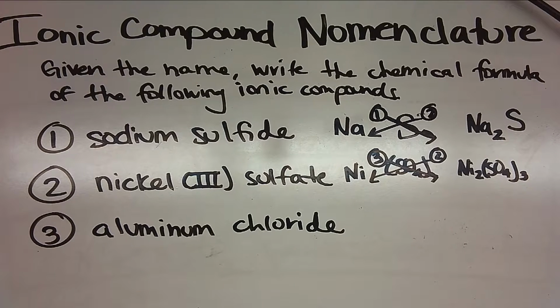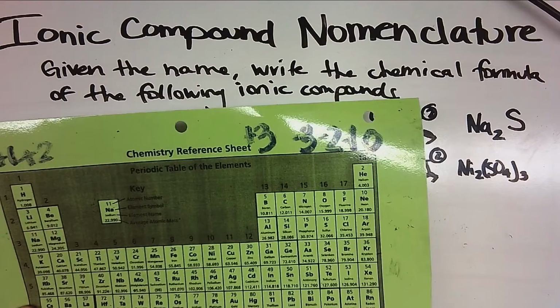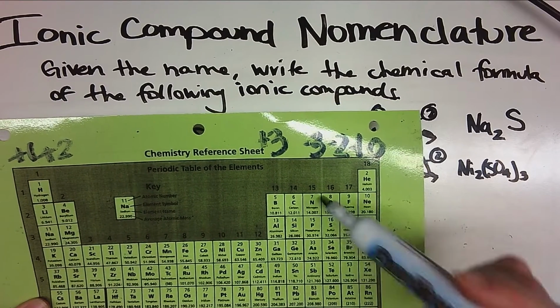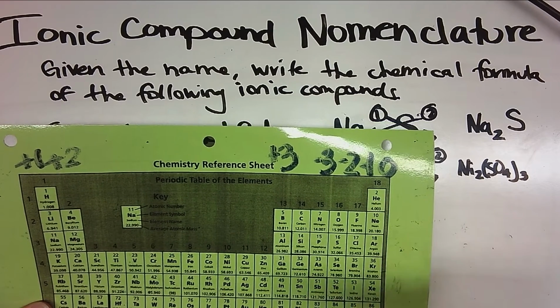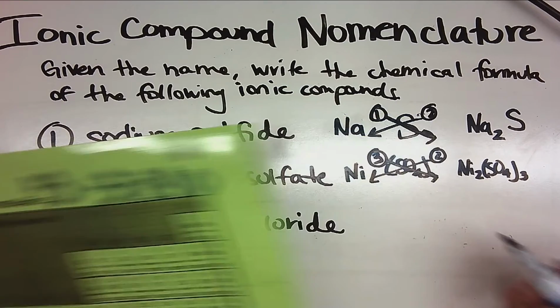Aluminum chloride. So again, I know aluminum doesn't fall within the transition metals. If it did, I know it only has 1 charge. That's why it won't be mentioned. So I'm going to use my periodic table trick on this one. Aluminum falls in group 13. It's right below boron. Remember, it is not a metalloid. So aluminum has a +3 charge.